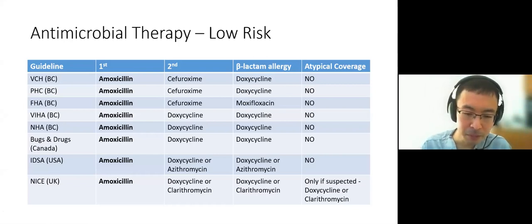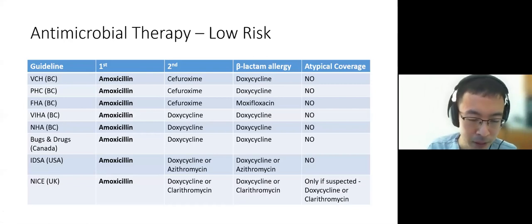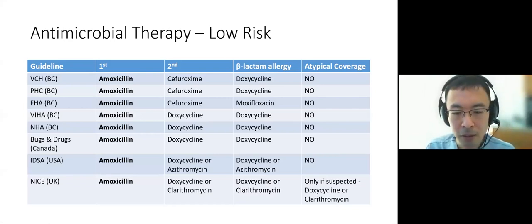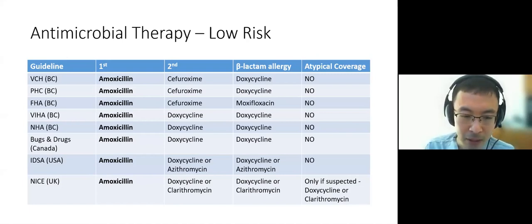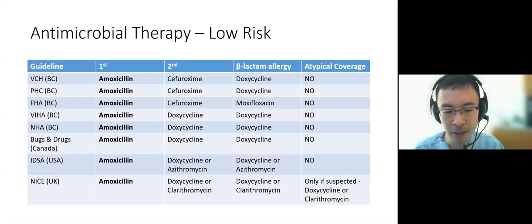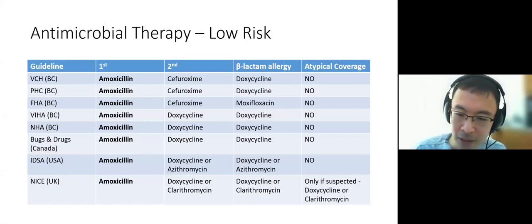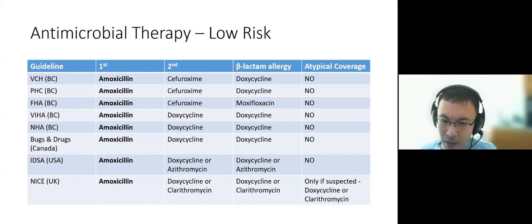So I've summarized as many BC guidelines as I could find from the different health authorities, in addition to Bugs and Drugs, which is Canadian, IDSA, which is American, and NICE guidelines, which are British. So you can see there is universal agreement on first-line treatment for low-risk patients. There are some differences in recommendations for second-line treatment: cefuroxime, doxycycline, or a macrolide. And for those with a beta-lactam allergy, doxycycline is a common recommendation.